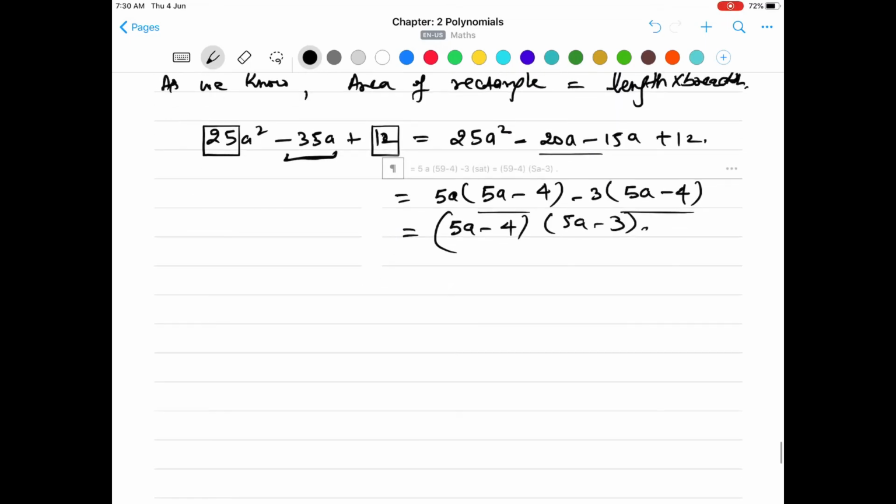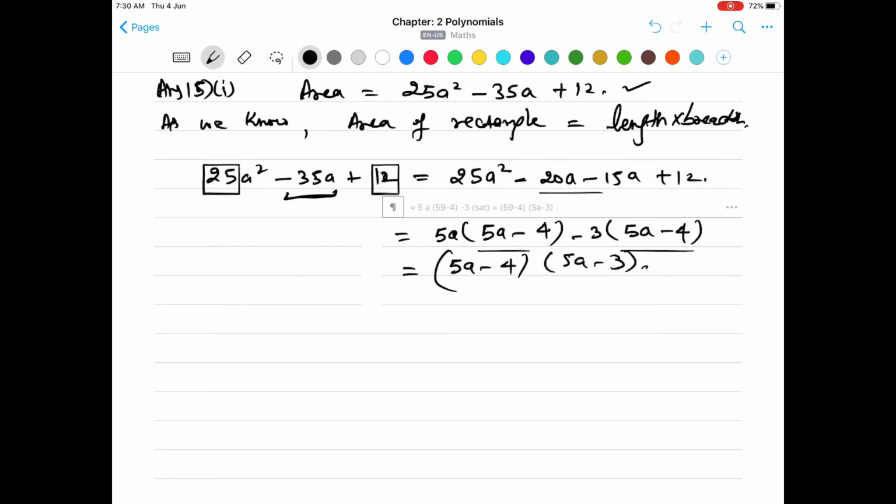Now we have to write the possible expression for length and the breadth. As we know, in a rectangle, the longer quantity represents the length, and the smaller number will represent the breadth. So we have 5a minus 4 on this side, and here we have 5a minus 3. Which one will be greater? Because both have 5a, we are subtracting only 3 here, so this one is the length and this one is the breadth.